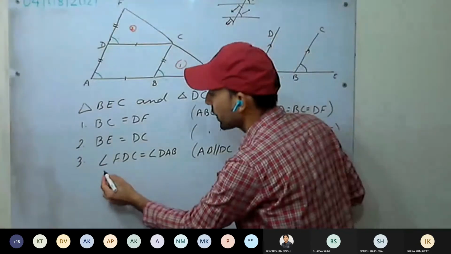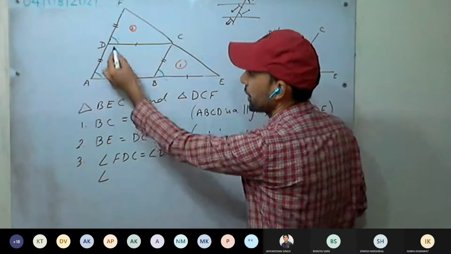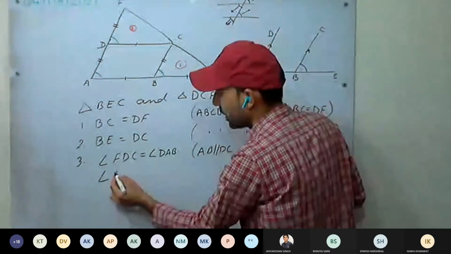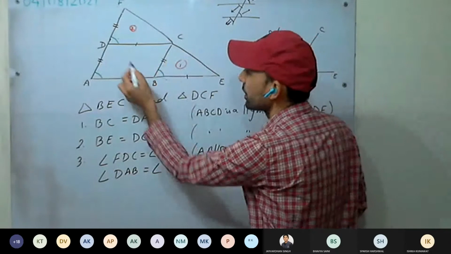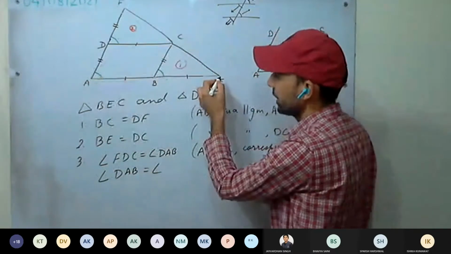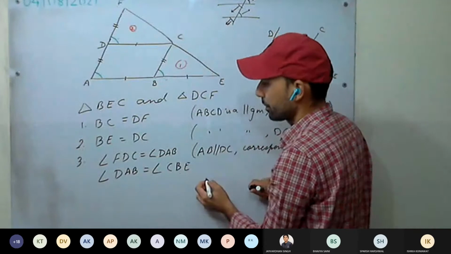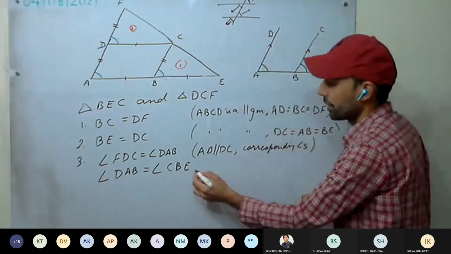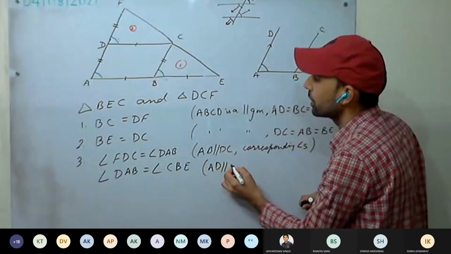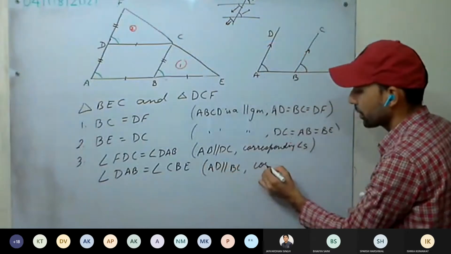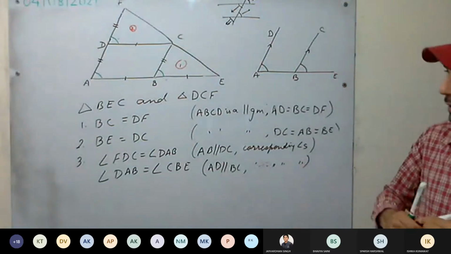Okay. So next what are we going to write? Angle DAB we have to take again. Angle DAB equal to angle CBE. Why? AD parallel to BC. Then corresponding angles. Okay, same. Corresponding angles. Have you understood this one?